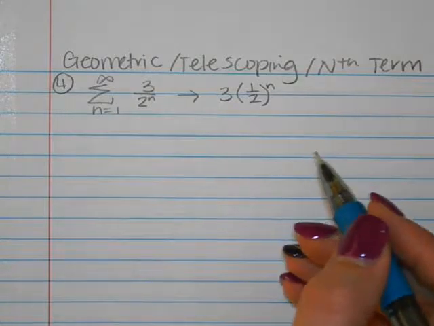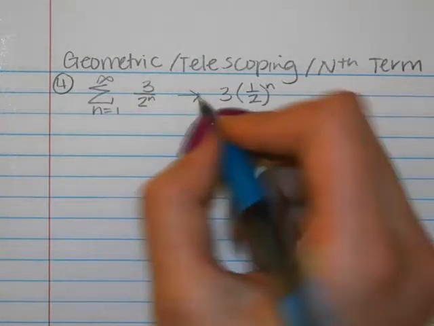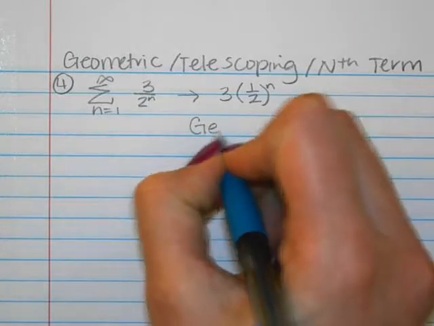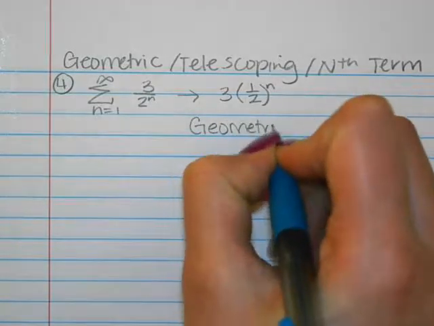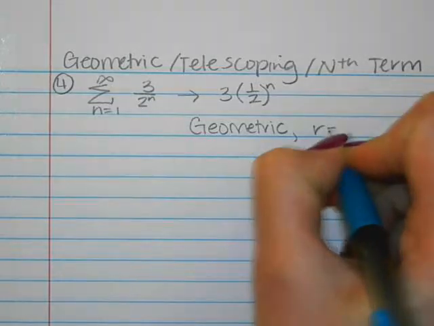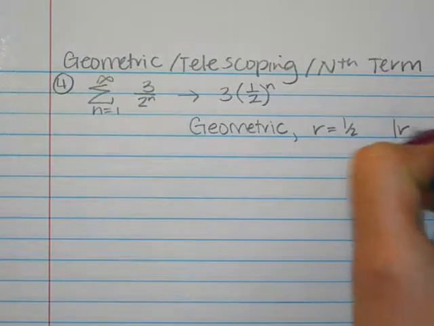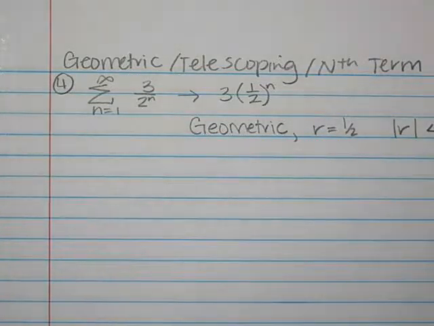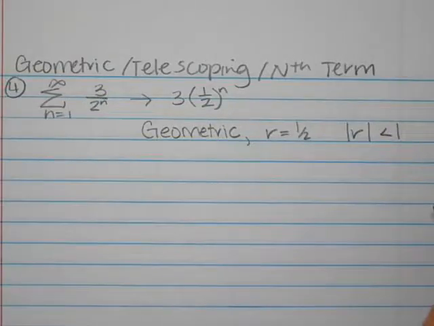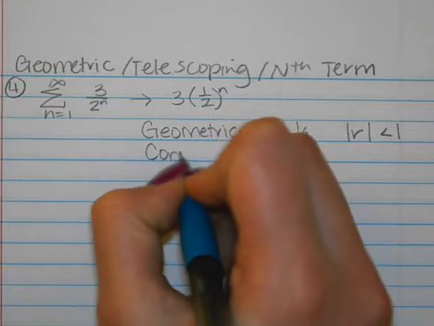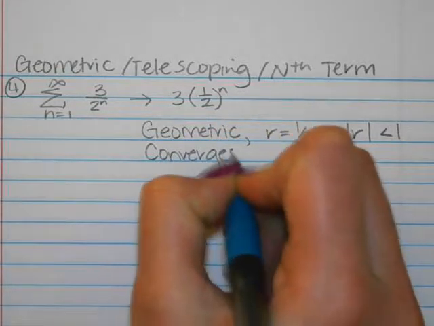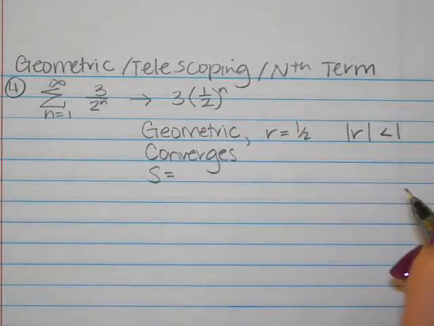This is geometric. All right, so I'm going to write geometric. What's the r value? So geometric, r is 1/2. And since the absolute value of r is less than 1, what is our conclusion? That it converges. This converges. How do we find the sum that it converges to?